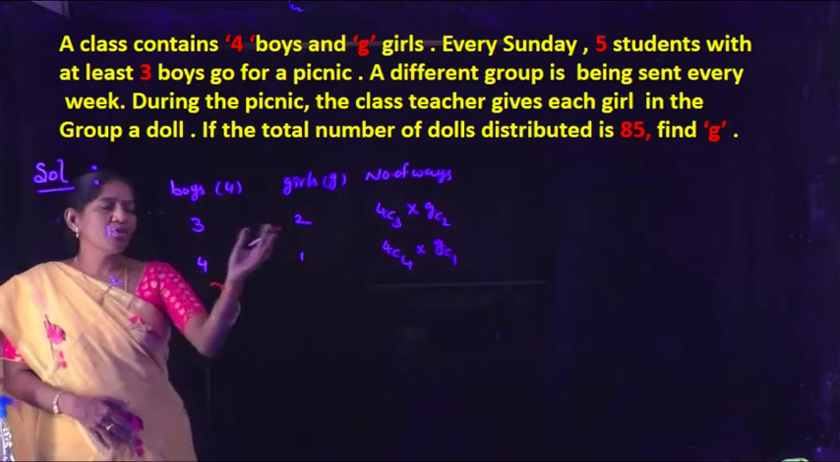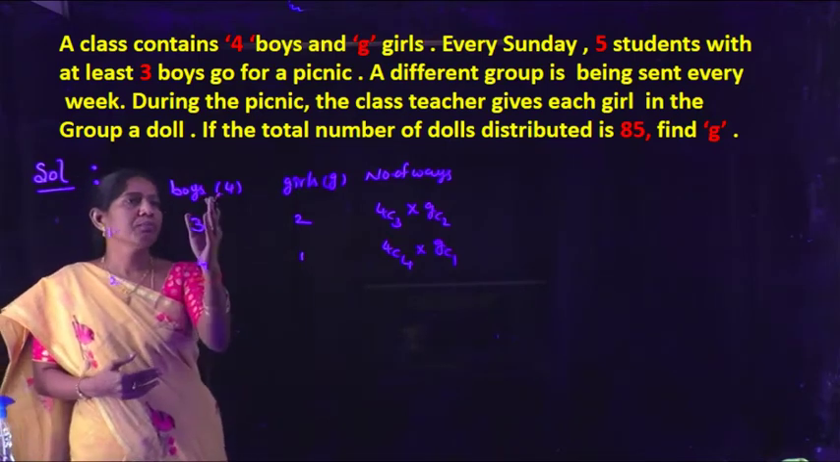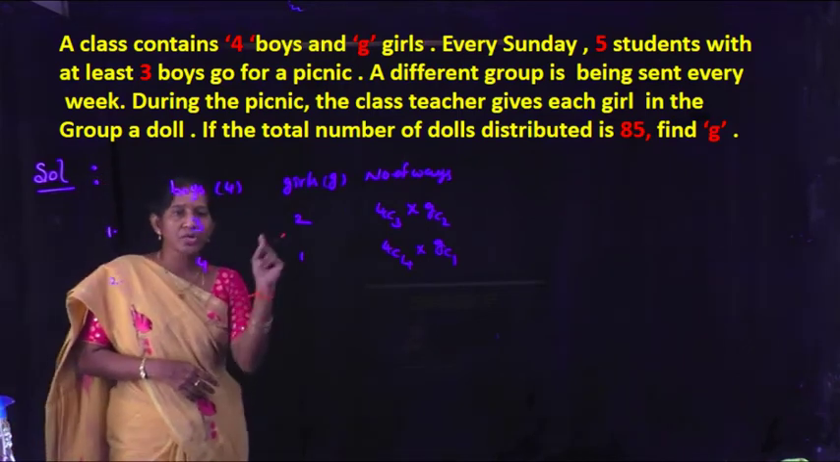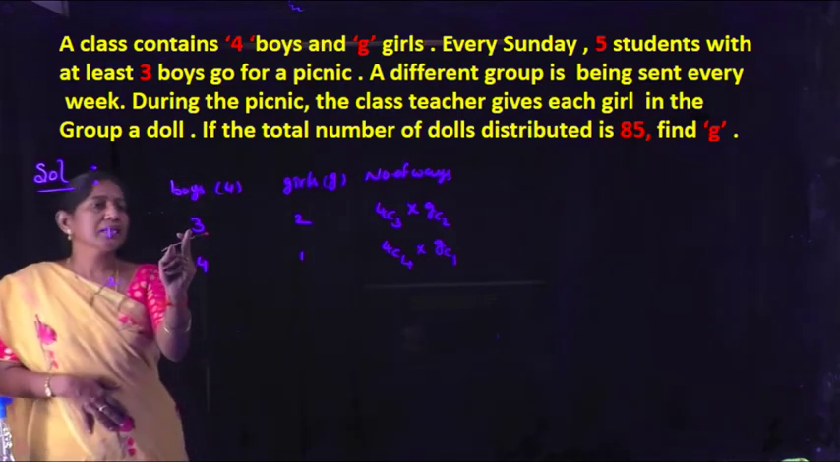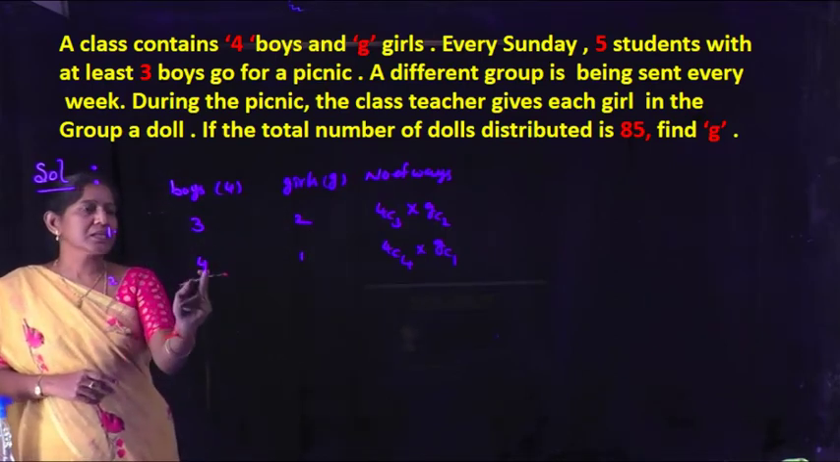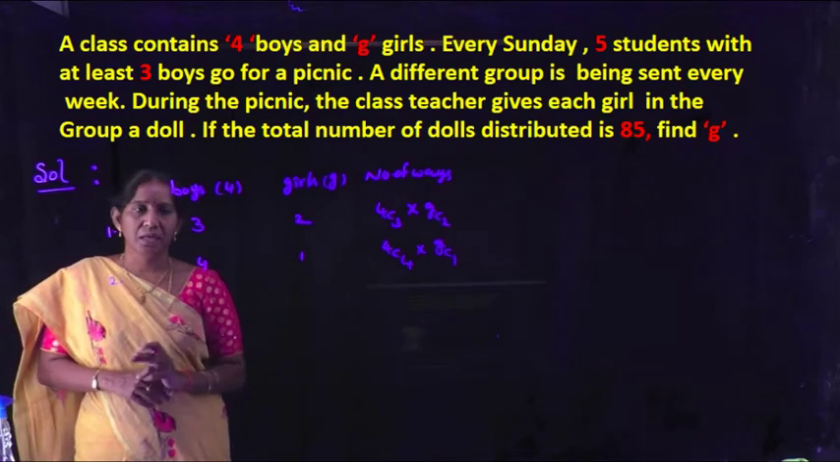5 students go for a picnic. Out of 4 boys and G girls, at least 3 boys. So there are 2 types. One is 3 boys and 2 girls, and the second one is 4 boys and 1 girl.